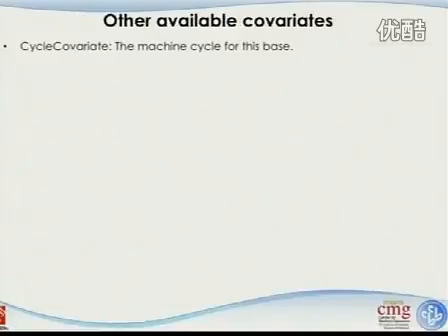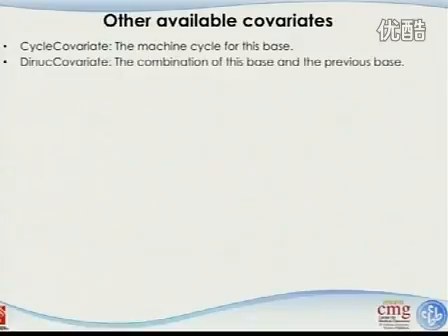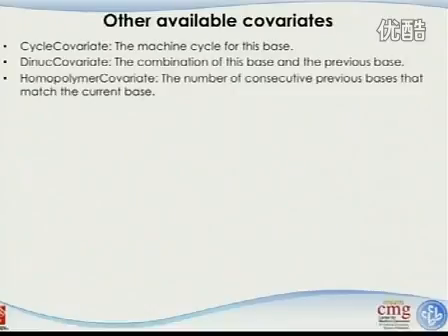Okay. So we are talking about the reported quality to do this recalibration. The reported quality, the machine cycles, and the sequence composition, which is the dinucleotides. And there are many other covariates as well. Including machine cycle, we are talking about the combination of the base, which makes sense. Here is the number of consecutive previous bases that match the current base, so whether there is a homopolymer there, okay?